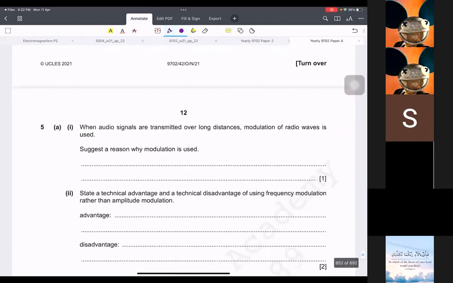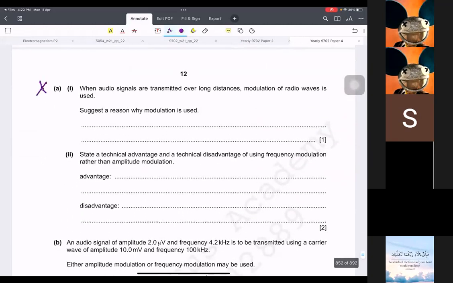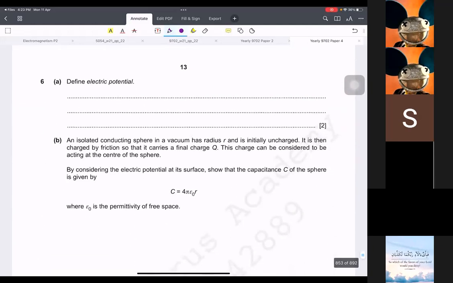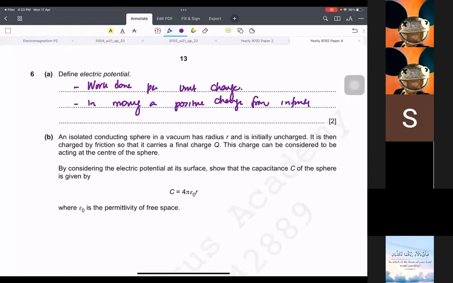Okay. Now, question number 5 is not required. It's done and dusted. Electric potential. Electric potential is basically the same definition, that is work done per unit charge in moving a positive charge from infinity to a point within the field.